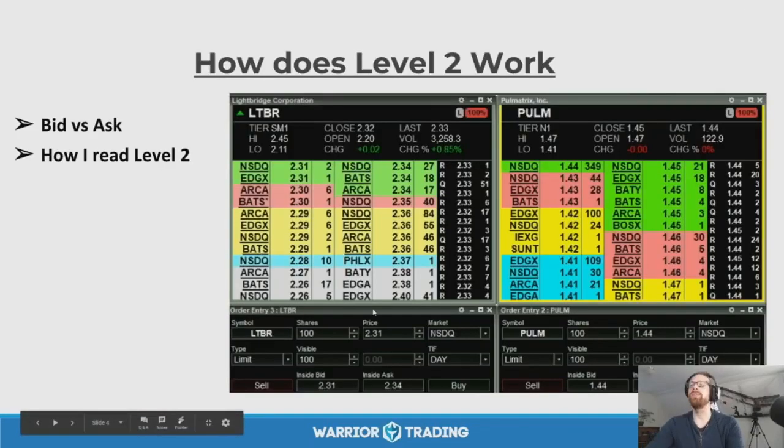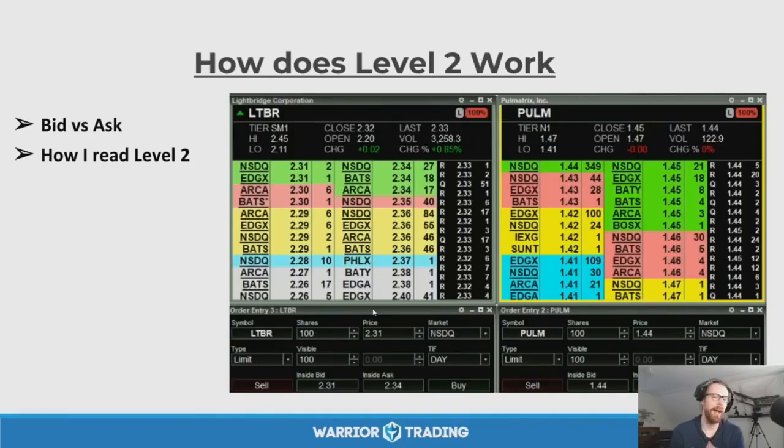So as soon as I see a stock on the scanner, I take a look at the chart, and I obviously have to identify a strong chart. And that's not something that we're going to get into a lot today.